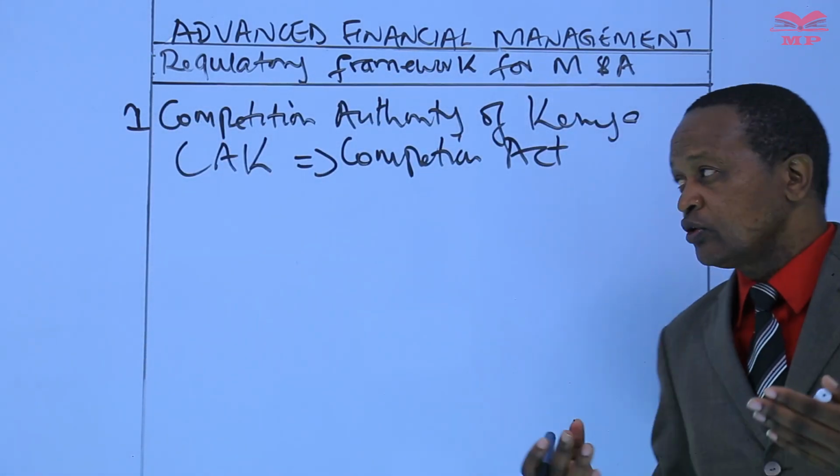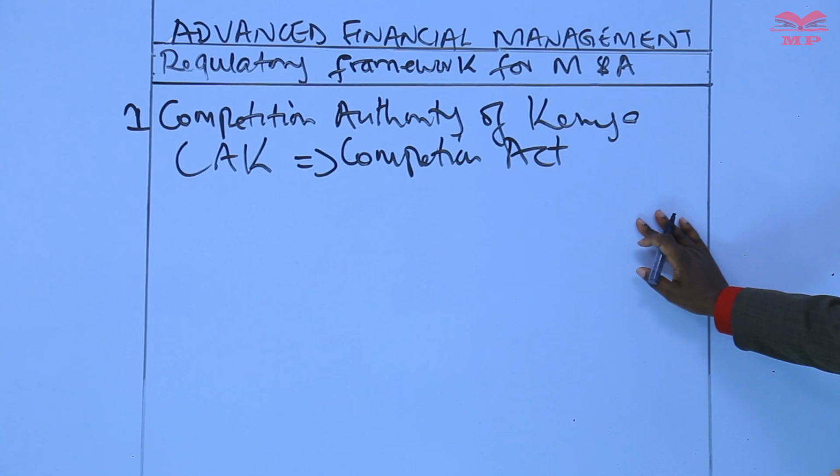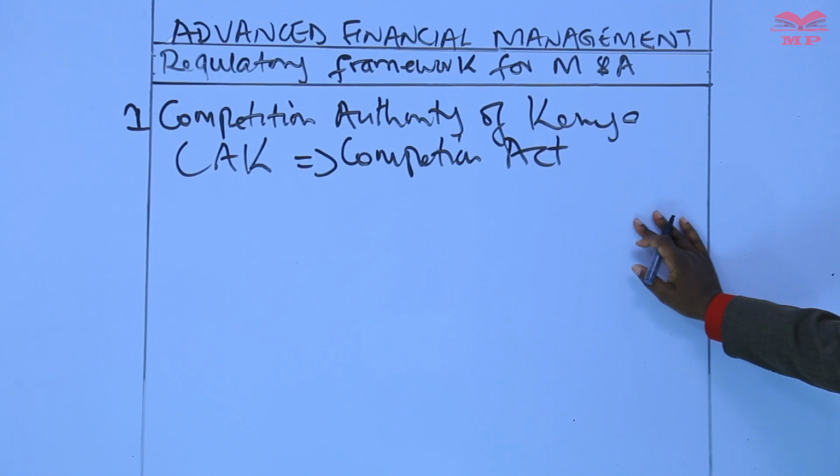And the role of the Competition Authority of Kenya is to prevent anti-competitive practices that may arise from mergers and acquisitions. Do you understand? That is the primary role of the CAK, to prevent anti-competitive practices that may arise during these transactions, the mergers and acquisitions.